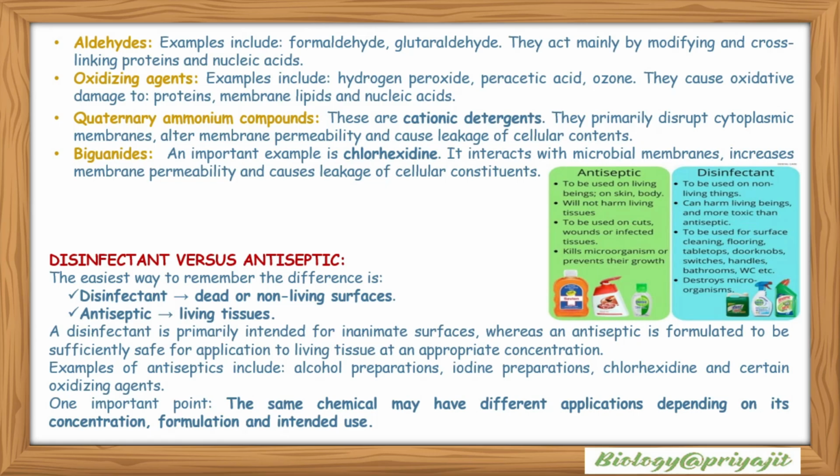Disinfectant versus antiseptic. The easiest way to remember the difference is disinfectant for dead or non-living surfaces, antiseptic for living tissues. Disinfectant is primarily intended for inanimate surfaces, whereas antiseptic is formulated to be sufficiently safe for application to living tissue at an appropriate concentration. Examples of antiseptics include alcohol preparations, iodine preparations, chlorhexidine, and certain oxidizing agents. One important point, the same chemical may have several applications depending on its concentration, formulation, and the intended use. So these are the differences between antiseptic and disinfectant.